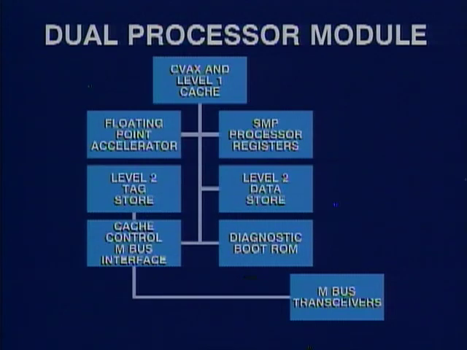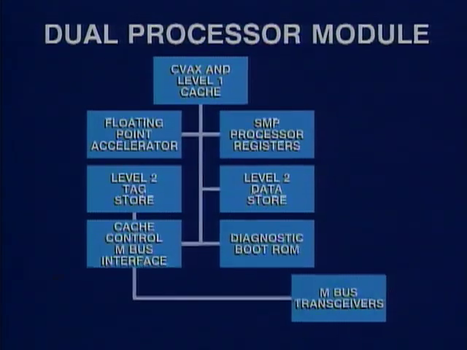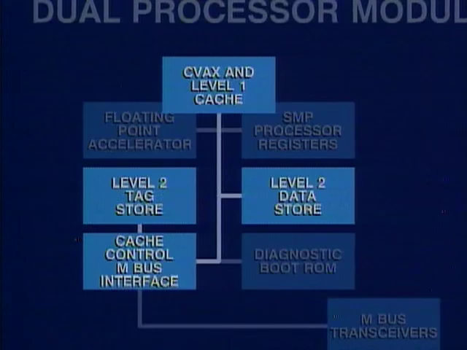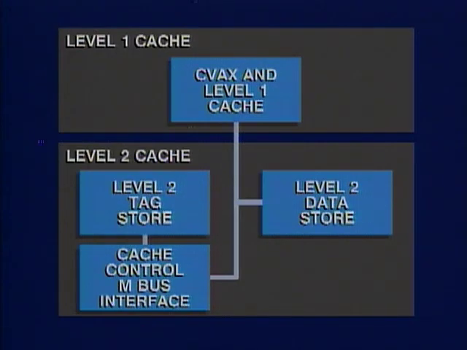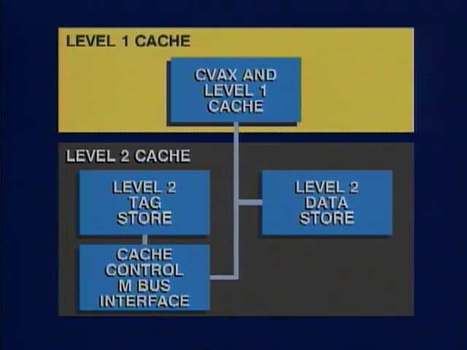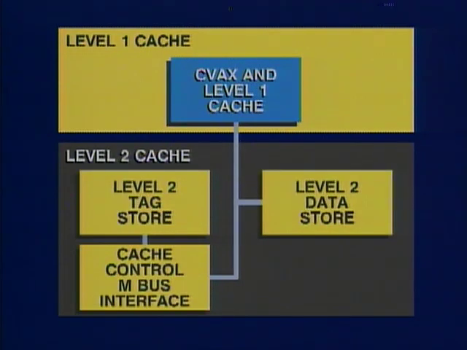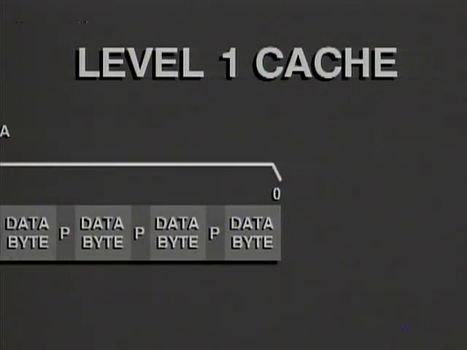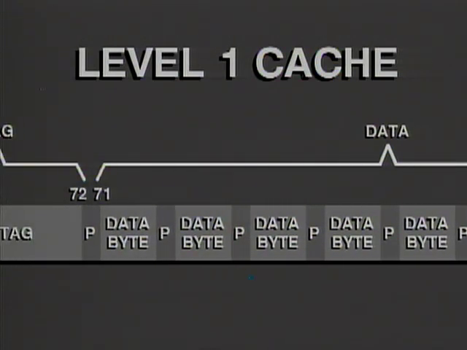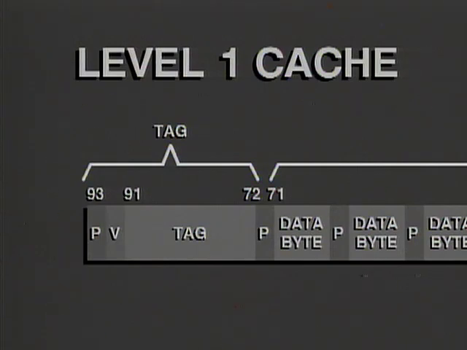The VAXstation 3520-3540 uses 2 levels of cache memory, sort of a cache within a cache. In this lesson, we will discuss the operation and interaction of the 2 levels of cache. The VAXstation 3520-3540 Level 1 cache is internal to the CVAX processor. It stores both instruction and data stream references and is maintained as a subset of the external Level 2 cache. Each entry consists of 8 data bytes with byte parity, a 20-bit tag with a parity bit, and a valid bit.